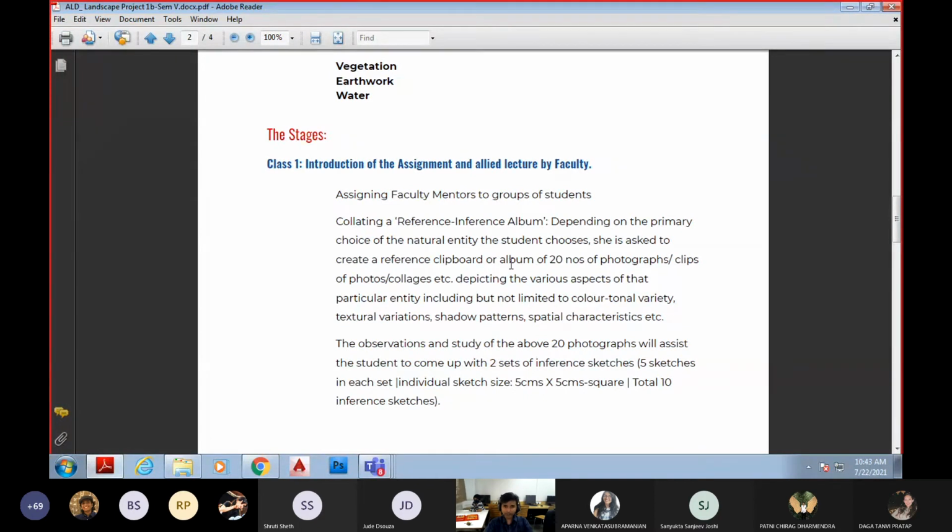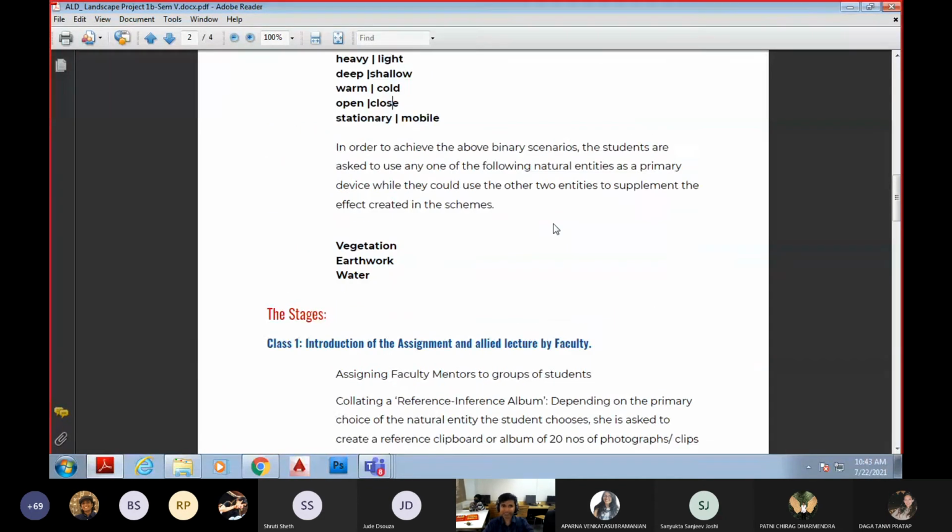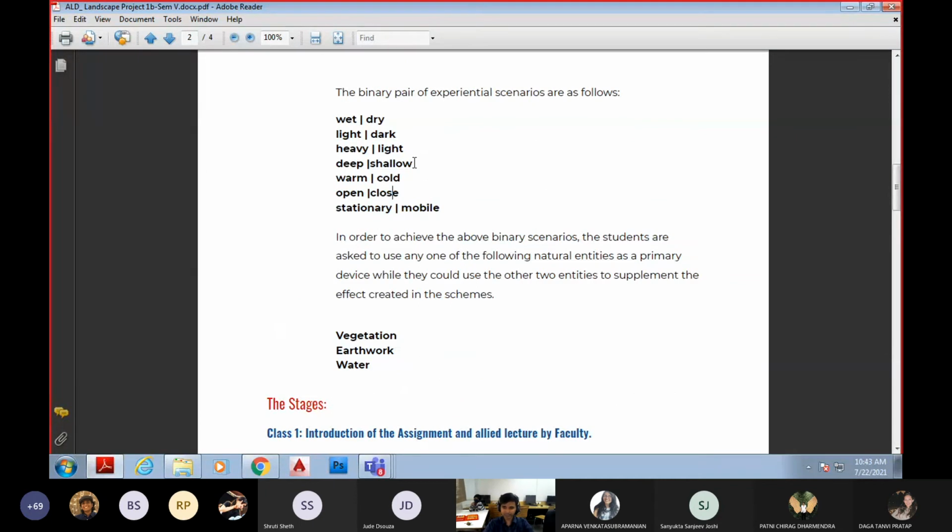What that basically means is, depending on your primary choice of the entity. I would request faculty members to assign these to the students rather than the students picking them, because our experience from the past is everybody chooses wet and dry, everybody chooses water. It's easy, it's a no brainer. So I think what one should ideally do is, if we have 26 students, we assign 1 to 7 as the first binary, and so on. Then the first person gets vegetation, the second person the next entity, or maybe we let them choose the entity, but we assign the binaries to them.